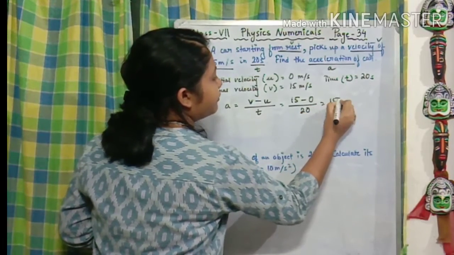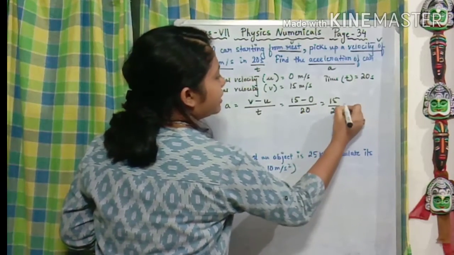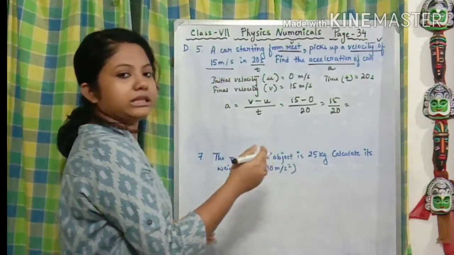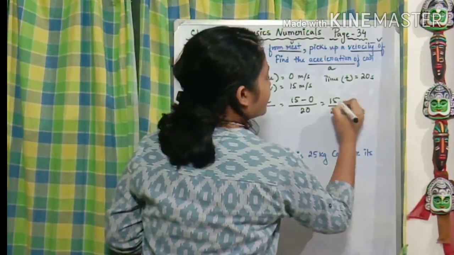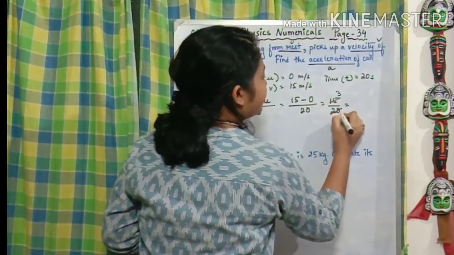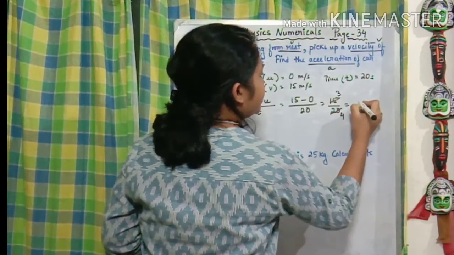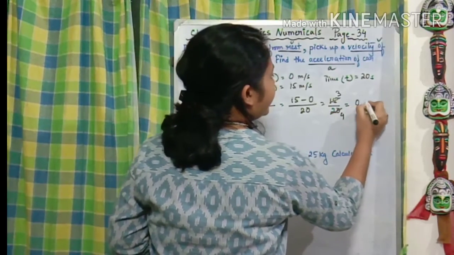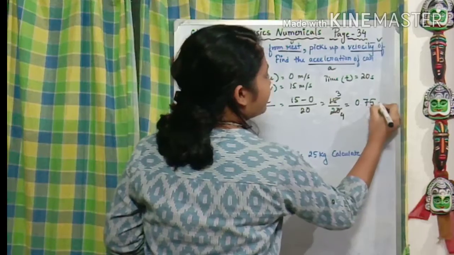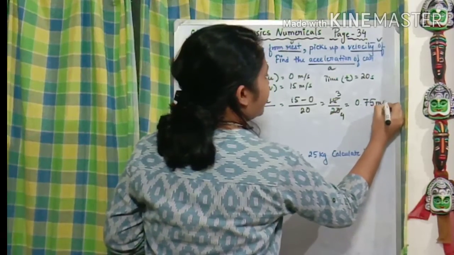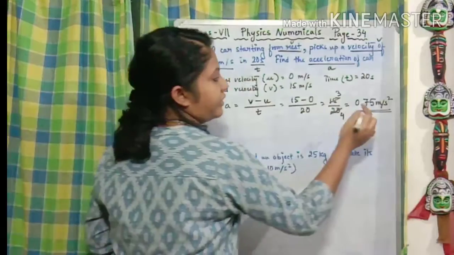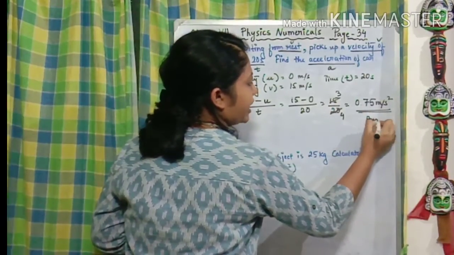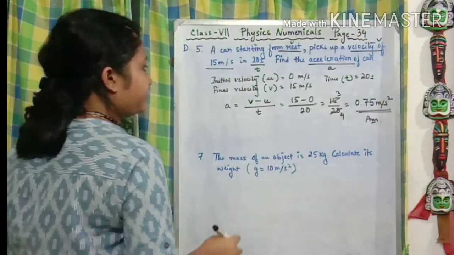So here 15 by 20 gives what? You have to find out in the decimal: 5 3s are 15, 5 4s are 20. So here eventually we are going to get a number of 0.75 meter per second square. Okay, so the unit of acceleration is meter per second square, and this is our answer.